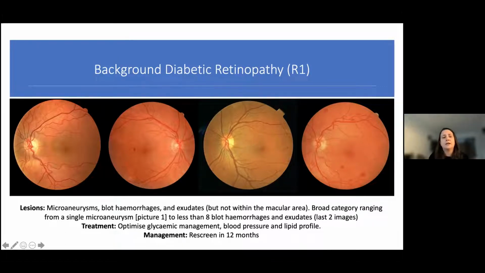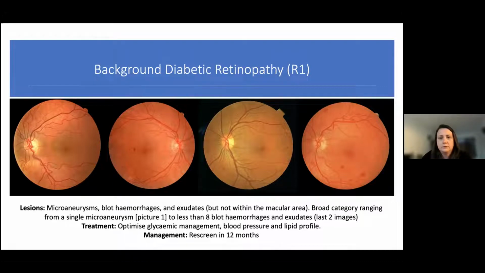So when you get a screening letter back that says you've got background retinopathy, you really don't know whether you're down this end or whether you're up at this end, unfortunately. But it is background retinopathy, so it's not sight threatening. We would only rescreen you in 12 months time for this category, but we would recommend really trying to concentrate on looking after your blood glucose levels, your blood pressure and your lipids, and it can really make a big difference in delaying any of this retinopathy from getting any worse.